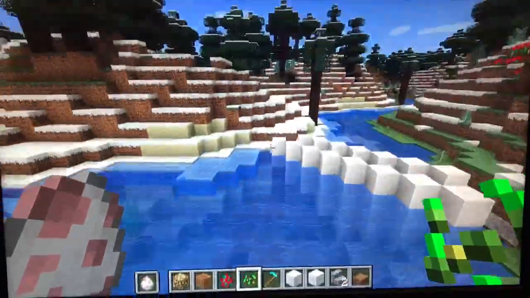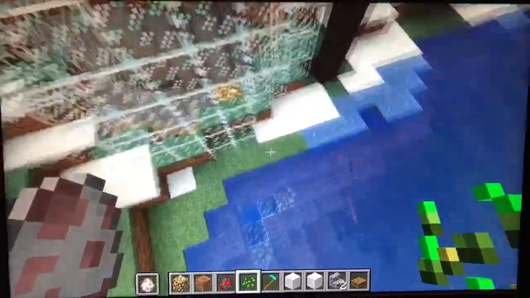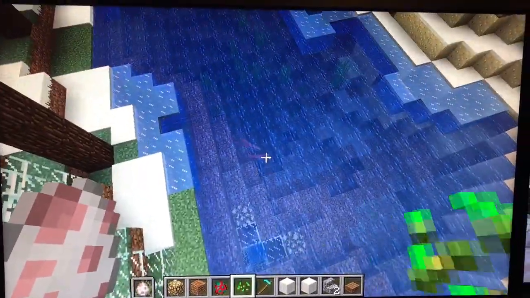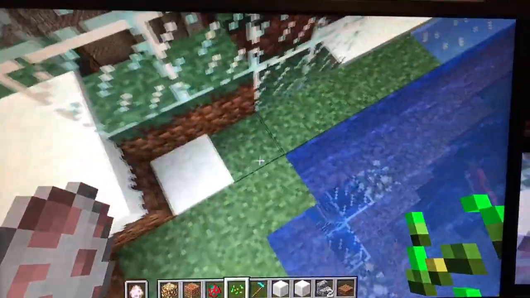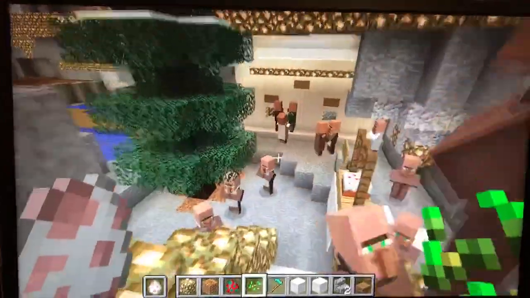This river, I kind of dammed it because there are lots of salmon on this side, and so that's my source of food for salmon. In here is the main entrance to my biome. There are lots of survivors here.